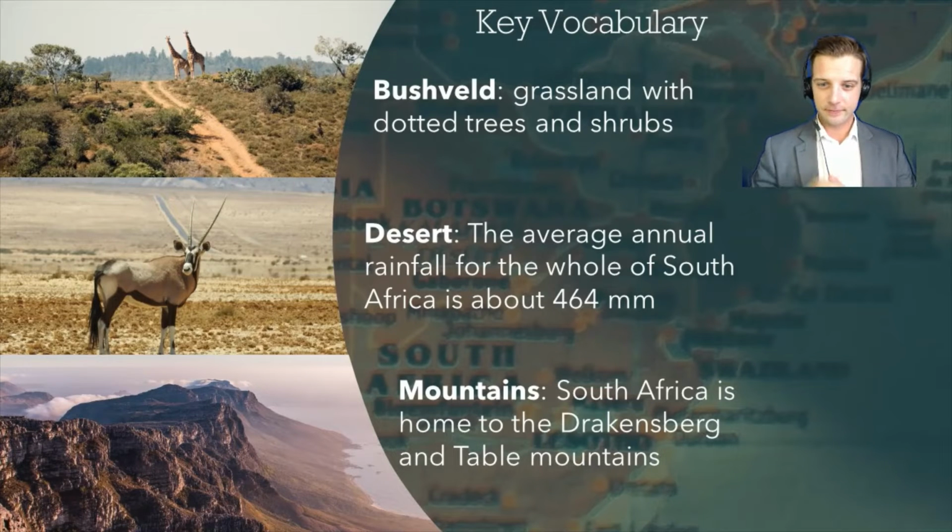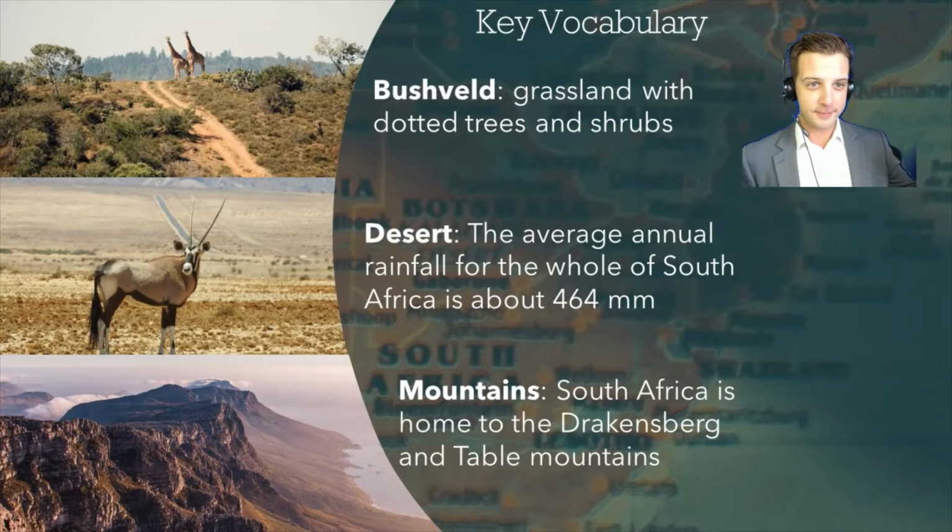Number 3, mountains. South Africa is home to the Drakensberg, which translates to Dragon Mountain, and Table Mountain. Table Mountain is in Cape Town, and it's called Table Mountain because of the shape of the mountain, particularly viewed from one angle.